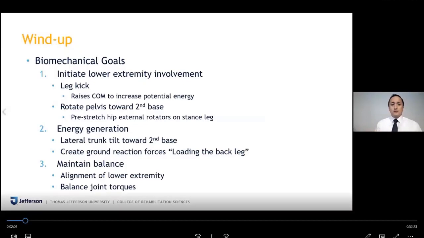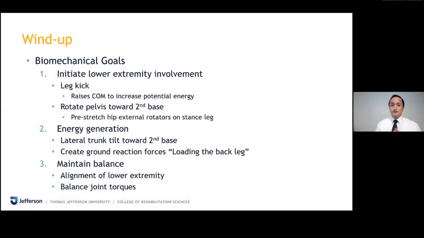In the windup, what we try to look at is first, we want them to initiate the lower extremity. We need that lower extremity to get moving, and that plays into the leg kick. From a leg kick perspective, we're trying to get our center of mass higher. As that center of mass comes up, as we kick that leg, we get more potential energy. The higher we raise our center of mass with that leg kick, the more potential we have to create energy.